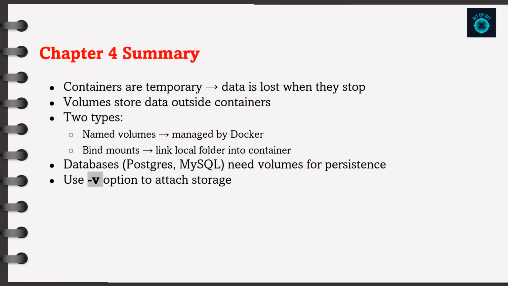Let's quickly review Chapter 4. First, we learned that containers are temporary. If you create files inside a container and then stop or remove it, those files will be lost. To solve this, Docker gives us volumes. Volumes store data outside the container so it can survive, even if the container is deleted. We saw two types of volumes: named volumes, which are managed by Docker in its own storage; and bind mounts, which directly connect a folder on your computer to a folder inside the container.